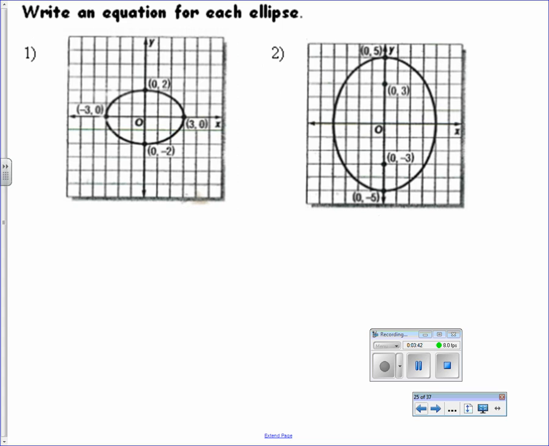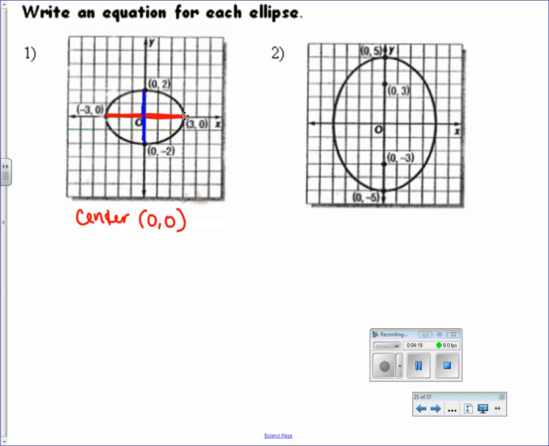So we're going to write an equation for each ellipse. The first thing we would have to do is figure out, if we drew in two lines of symmetry, where would be the center? In this case, this would be one line of symmetry here. This is going to be what we call our major axis. See how it's longer? And then this one is going to be my minor axis. And you guys are right. They cross at (0, 0). So that's my center. My center is at (0, 0).